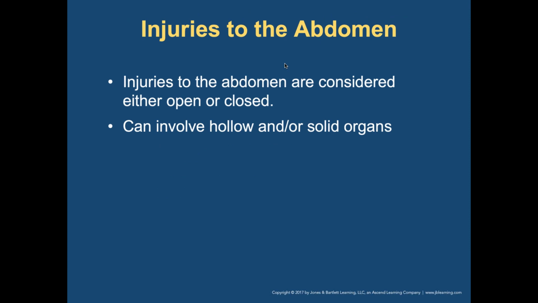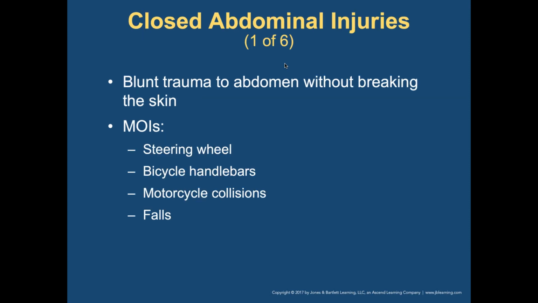If you have injuries to the abdomen, injuries are considered either open or closed. You're going to have solid and hollow organs, as always. So some blunt trauma to the abdomen will cause deep bruising. Here are some of your MOIs: steering wheel, bicycle handles, motorcycle collisions. I'm pretty sure it's not a collision, that's going to be a wreck. When you hit that bike, it's going to be a wreck. And then slips, trips, and falls.